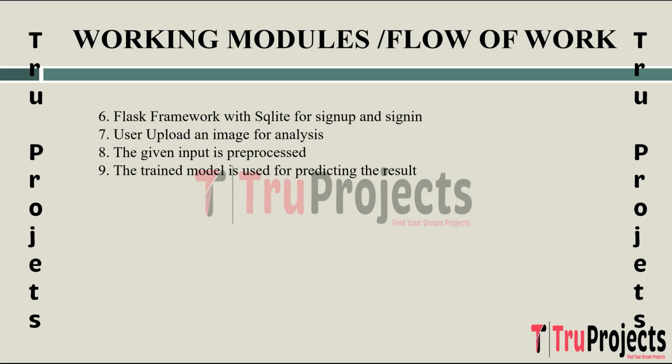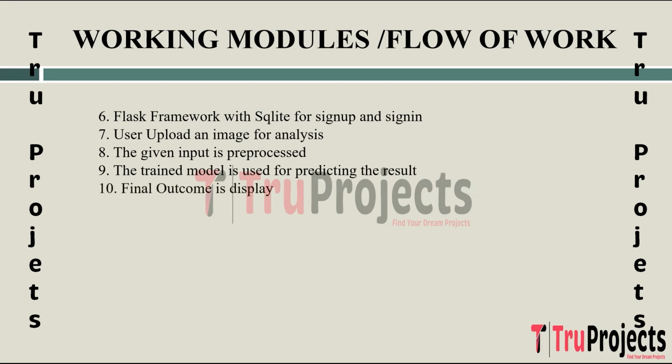The trained model is used for prediction. Employing the previously trained convolutional neural network CNN model to predict the type of skin cancer based on the pre-processed image uploaded by the user. The model leverages its learned patterns and features to make a classification prediction.